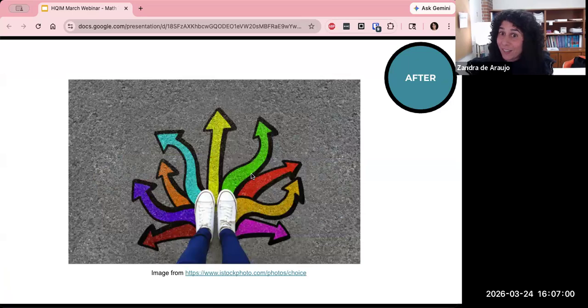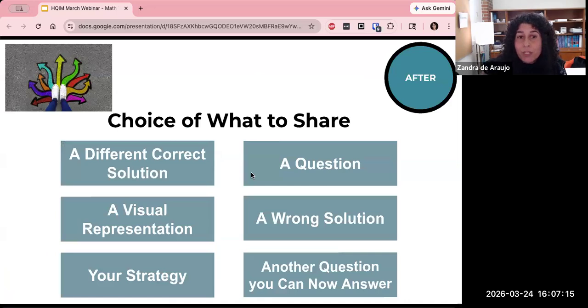And finally, they solved it one way. Could they have solved it a different way? That's one of the things that you can ask. Another thing is they've already solved it. Can you ask a good question or ask them to share something besides the answer? So give them a choice of what to share. So you just solved this problem. Could you share a different correct solution or solution strategy?